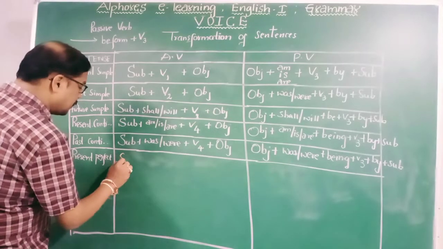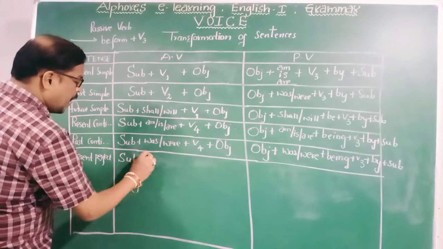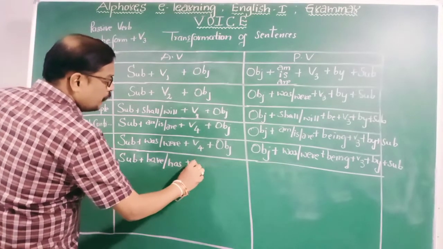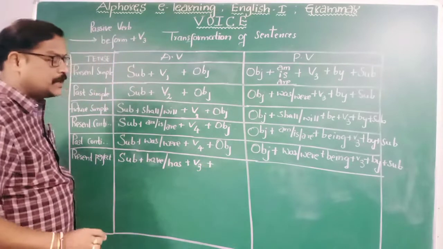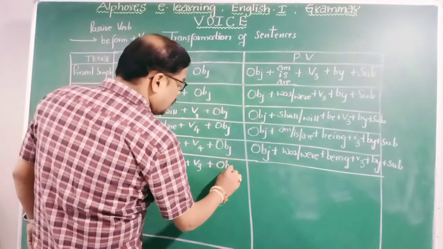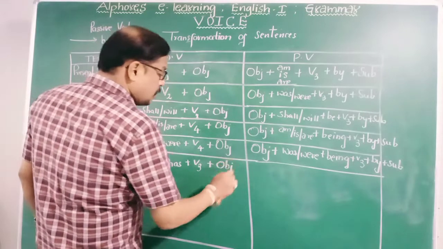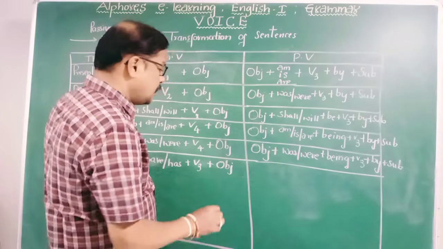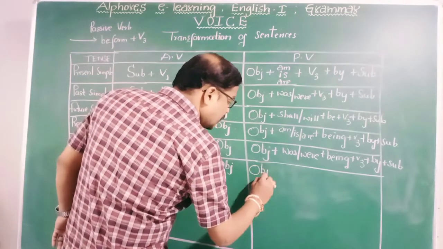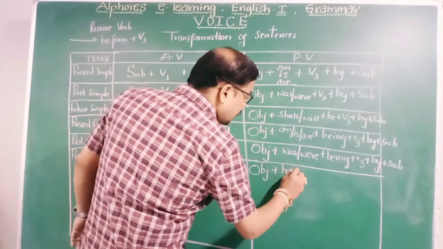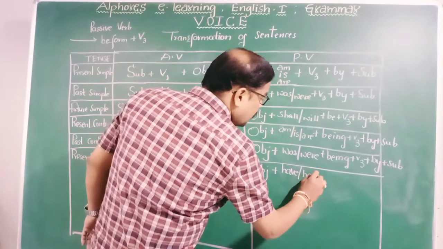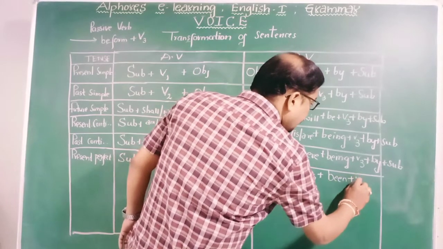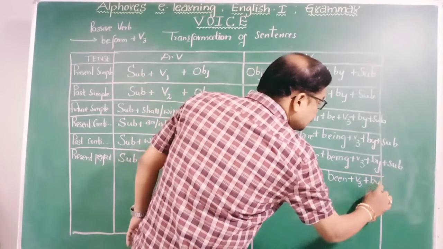What is the structure of present perfect tense? Subject plus have or has plus V3. Verb must be in its past participle form in any perfect tense. That may be present perfect tense or past perfect tense, and here when it is transformed to passive voice, object plus you will have to take again have or has plus been, here comes what, been plus V3 plus by plus subject.